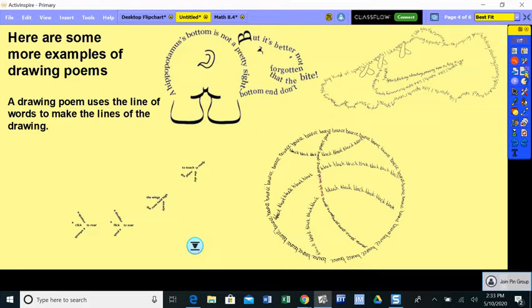So that's a picture of a poem about planes, and the words form the shape of the plane. This is a poem about the hippopotamus's bottom, and the words make the bottom of the hippopotamus, basketball and soccer.